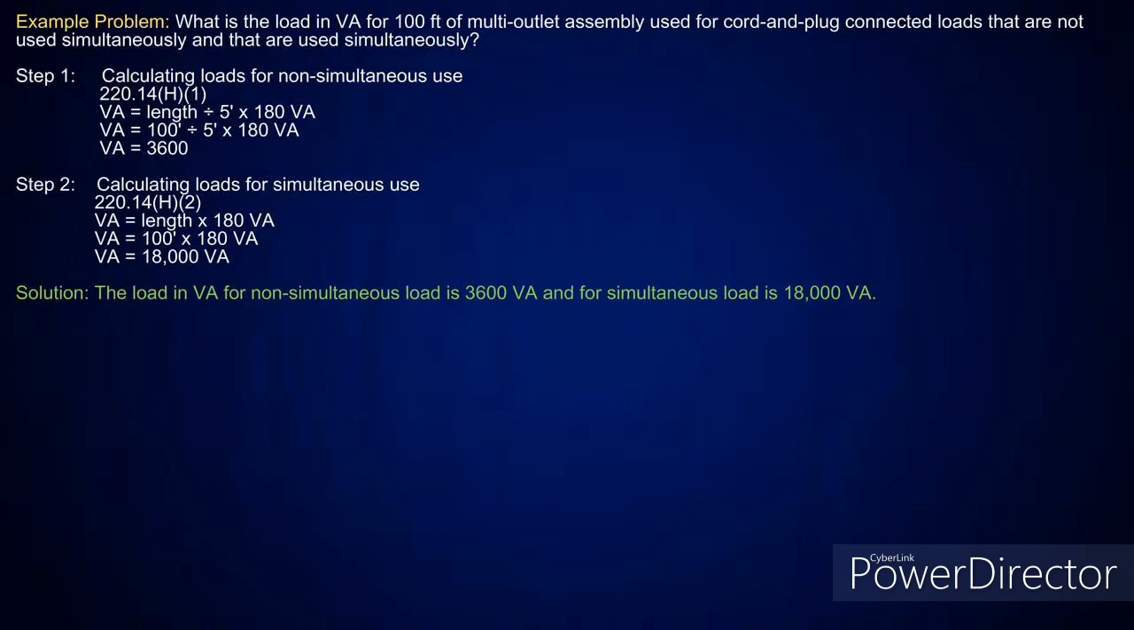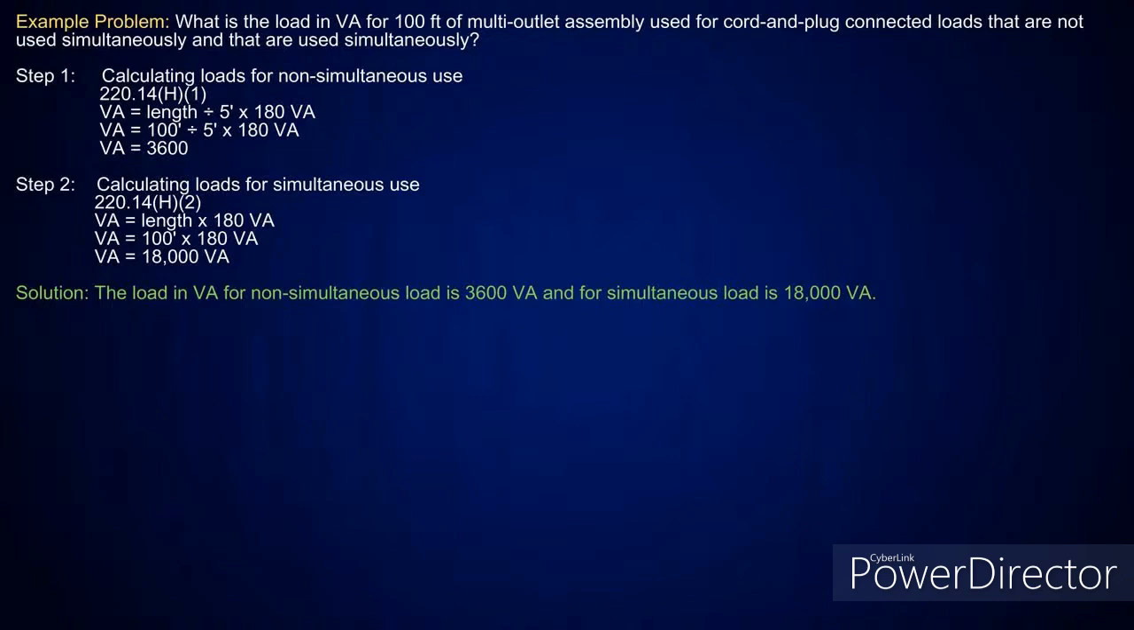Okay. And what it tells you in one is where you get into non-simultaneous use. It says each 5 foot or fraction thereof of each separate and continuous length shall be considered as one outlet of not less than 180 volt-amperes. And then when you look at 2, where you're using them simultaneously, it says where appliances are likely to be used simultaneously, each 1 foot or fraction thereof shall be considered as an outlet of not less than 180 volt-amps.